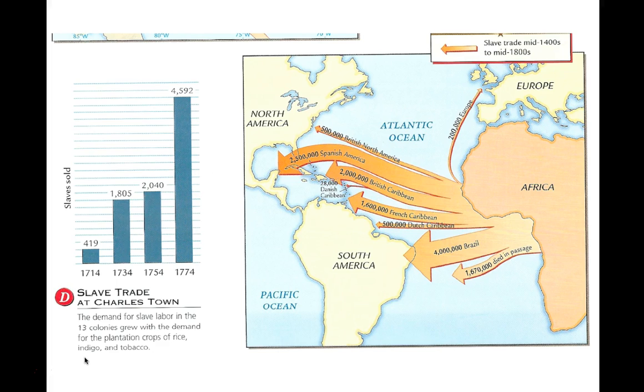But the numbers don't even compare to the areas that grow sugar. So look at 2 million to the British Caribbean. That's Jamaica and a few other islands. 1.6 million to the French Caribbean. Pretty much, we're talking about Haiti. 4 million to Brazil. These numbers pale in comparison.